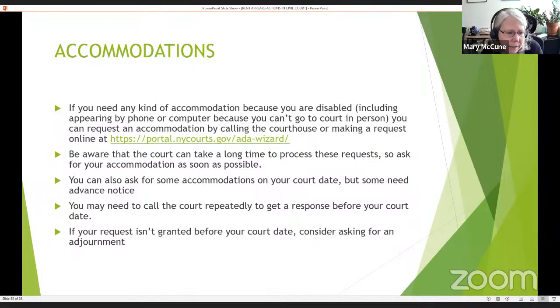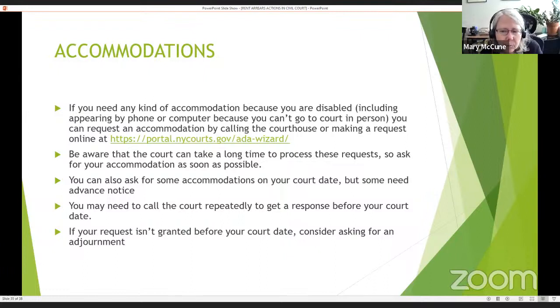If you have an accommodation for one court date and you need it for the next court date and the case has been adjourned, ask the judge before you leave if they can grant that accommodation for the next court date, so you don't have to go back to the portal. And if your request isn't granted before your court date, and you need it to go forward, ask for an adjournment.